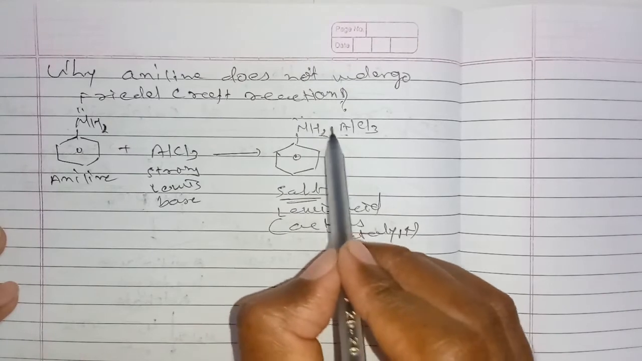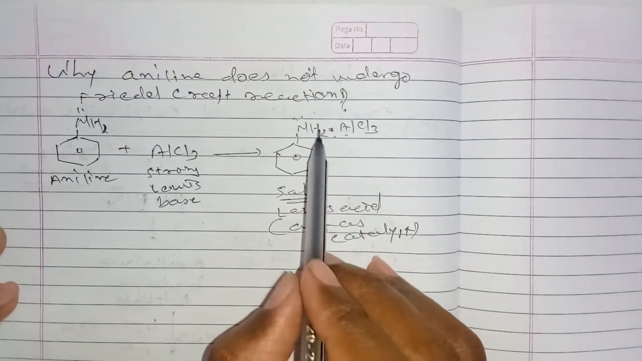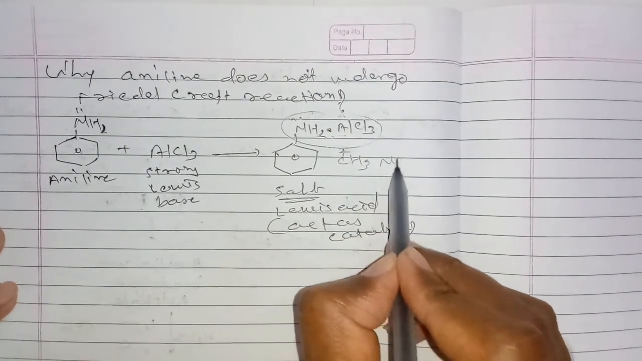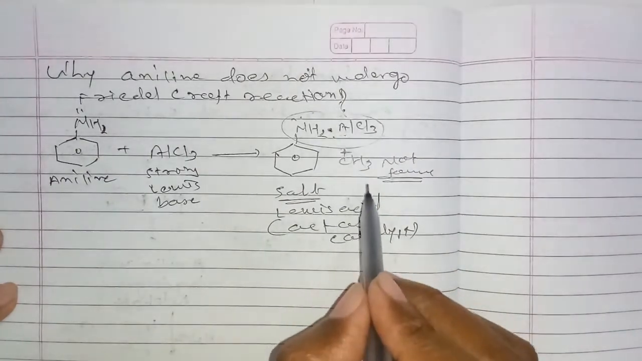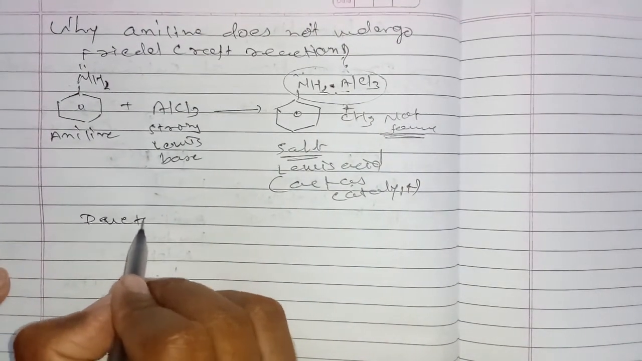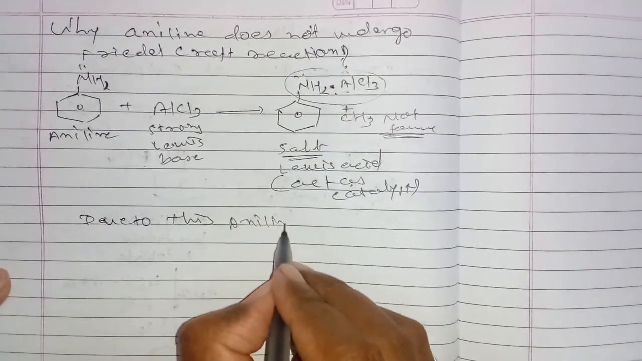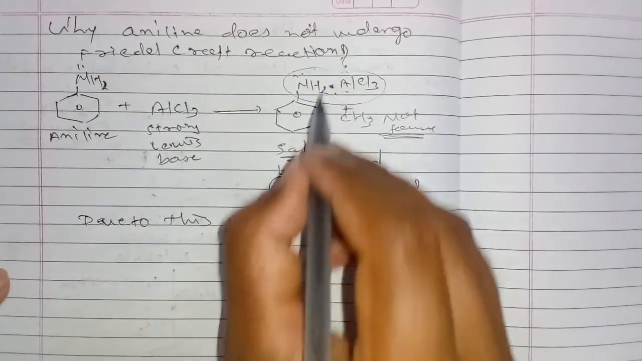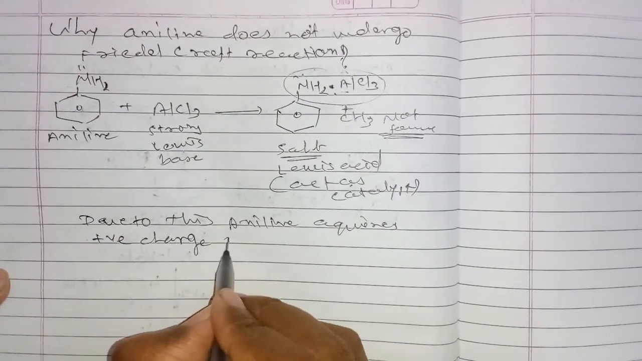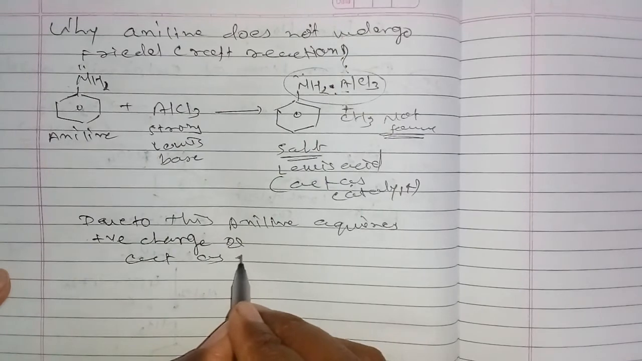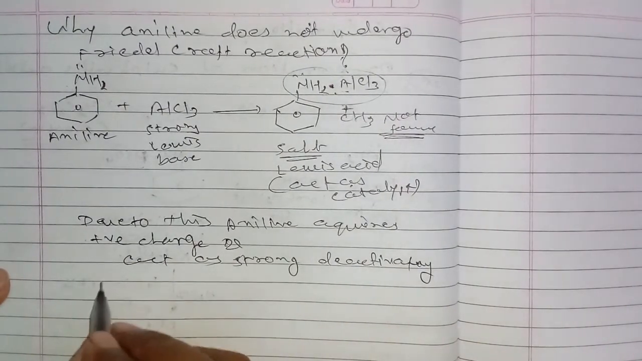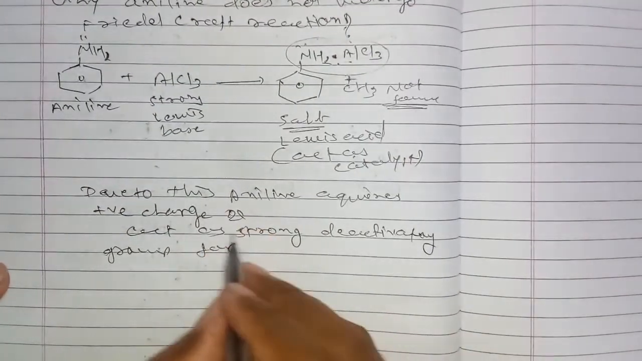The electron pair of the amine is blocked and the methyl ion is not formed, and because of this there is no further reaction. Due to this, aniline acquires positive charge and acts as a strong deactivating group for further reaction.